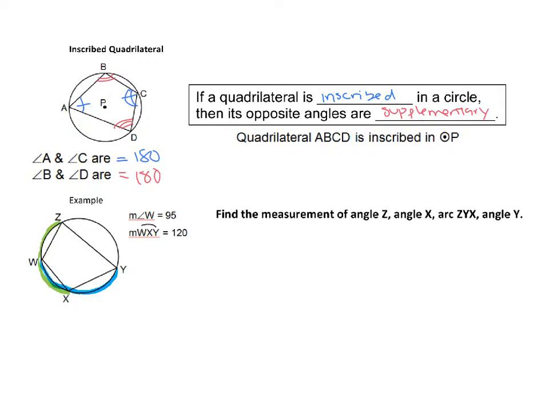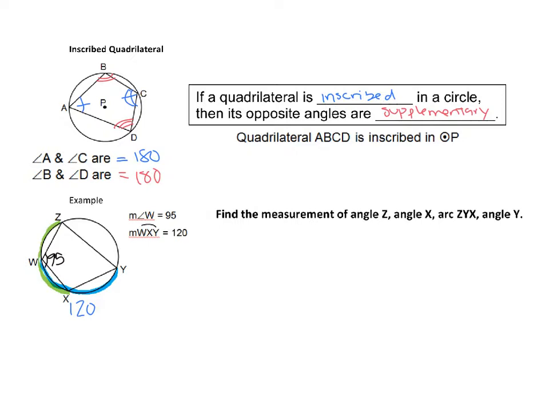So let us look at this next problem. They tell us that the measurement of angle W is 95. Then they tell us that the measurement of angle WXY, so that's the one in blue, is 120. Notice that arc overlaps the green arc. Keep that in mind. Find the measurement of angle Z, angle X, arc ZYX, and angle Y.